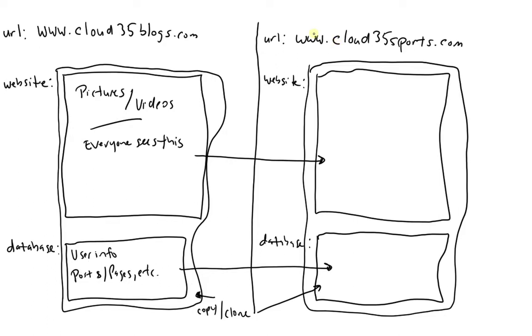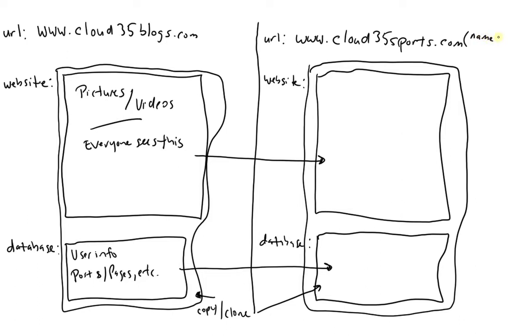Let's do this right now. So the first thing I want to do, I want to make sure that cloud35sports.com is available. And the way that I know it's available is I have to go to what's called a URL name server finder, or I just call it a URL finder. And the one I'm going to use is a company called Namecheap.